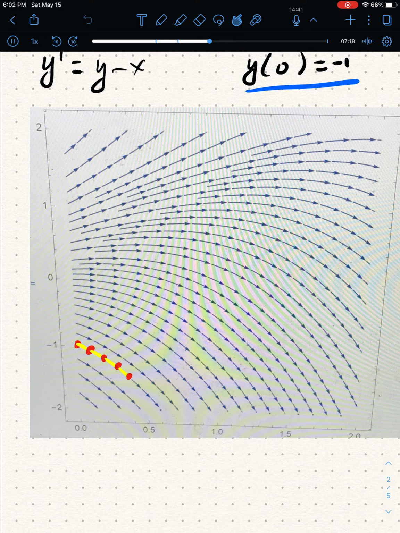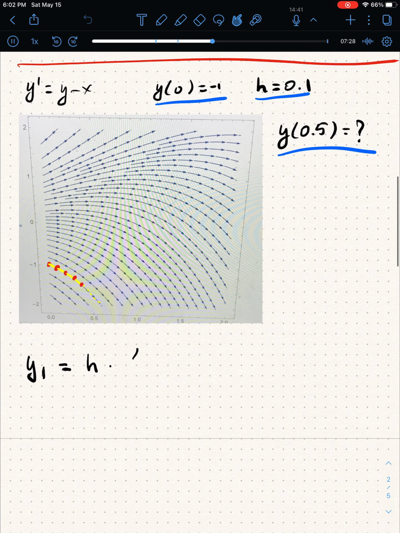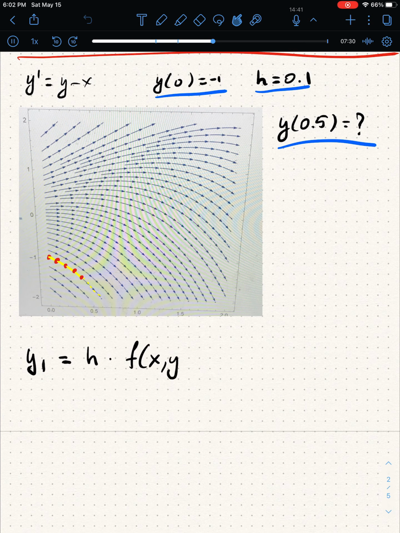And so on and so forth. Let's try using our formula. So we have our y1 that equals our step times the function of the slope plus the previous value of y. We know our initial value of y to be -1. We know our initial value for x to be 0. And let's apply the formula.